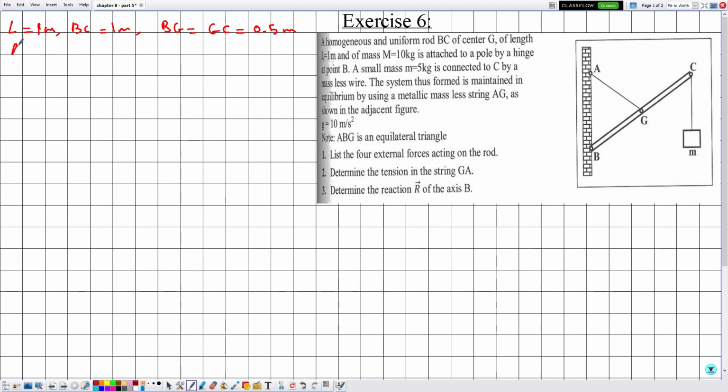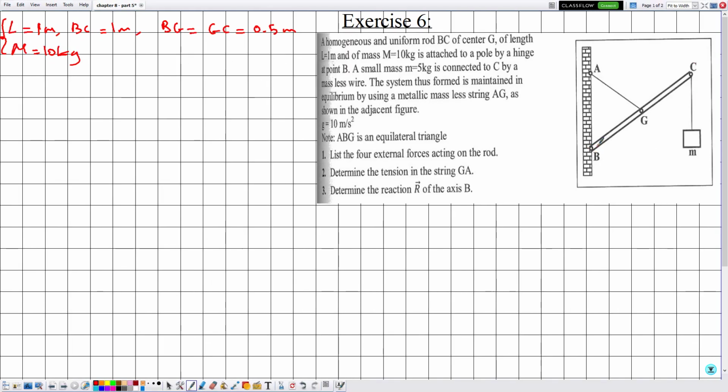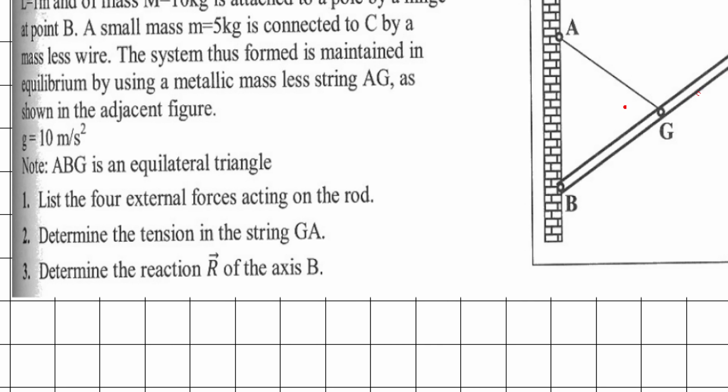And its mass is given by M equal to 10 kilograms, the mass of the beam. Now a small rod is attached to a pole by a hinge at point B. So this is the hinge here, where we have a reaction. Now a small mass m equal to 5 kilograms is connected to C by a massless wire. The system thus formed is maintained in equilibrium, and by equilibrium it means we can use rotational and translational equilibrium.